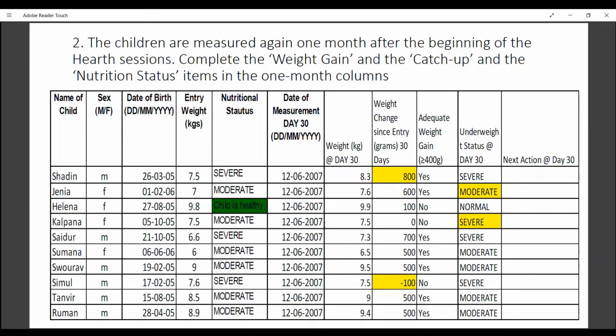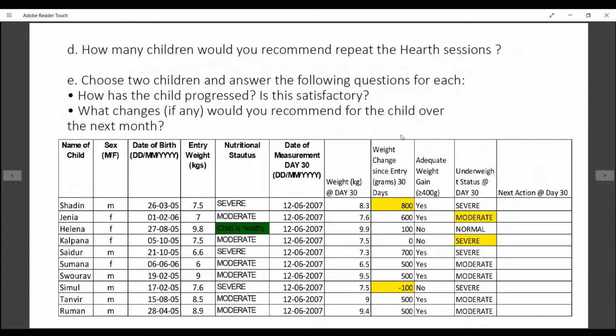All these are very important to be able to achieve good results during the HEART implementation and PD HEART monitoring. You can also check for Simul. It seems that Simul has even lost weight. After 1 month, the child has lost 100 grams. So you should provide the same follow-up as you provide to Kalpana.